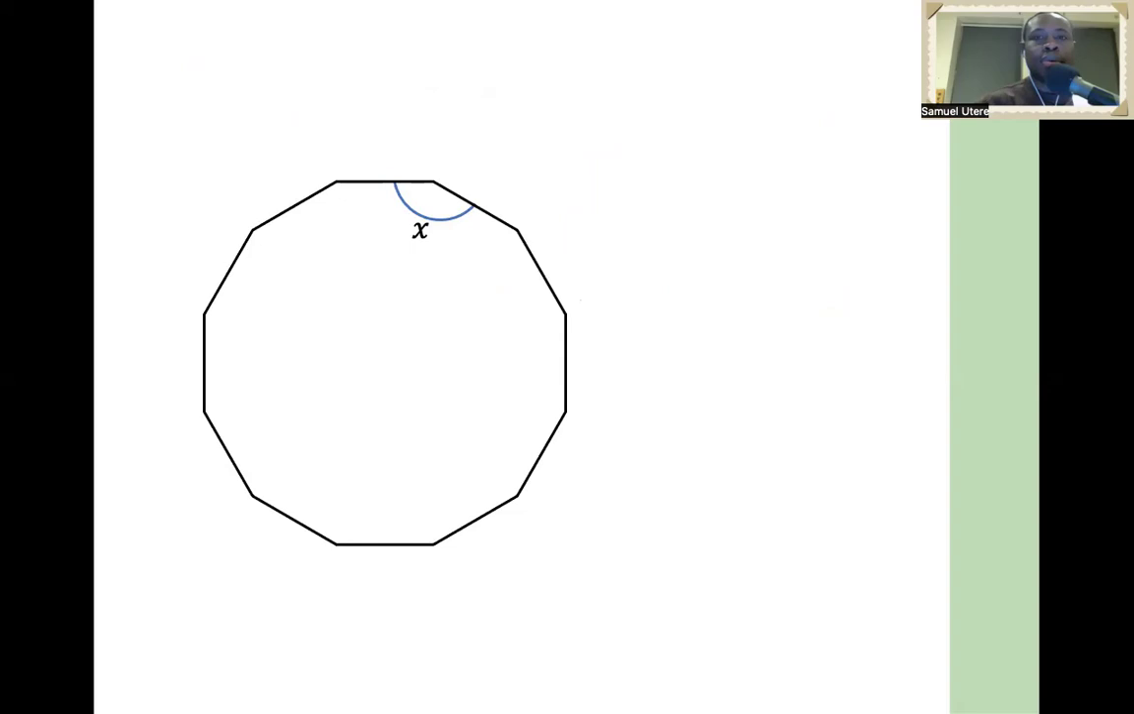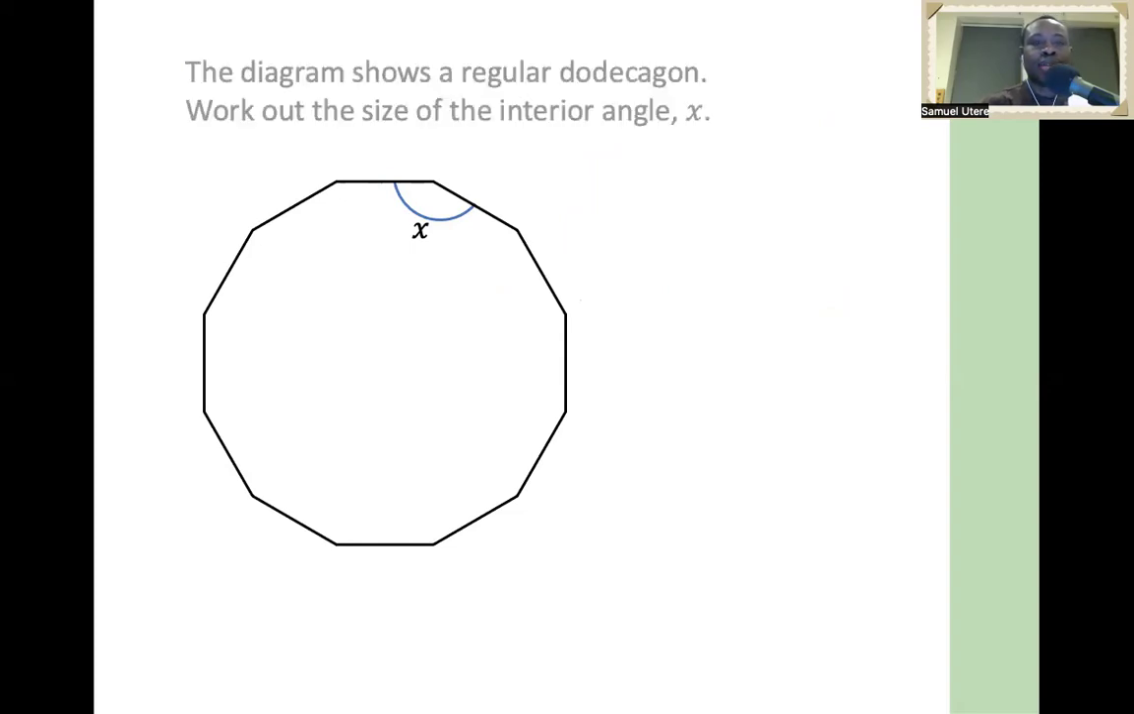Here is another example. If we're asked to find x, which is the interior angle x of this dodecagon. So a dodecagon has 12 sides. So if you count, you will see that we have 12 sides. How do we go about this? Well, there are different ways to solve this problem, but the one I want you to pay attention to at this stage is: step 1, you find the sum of the interior angles.